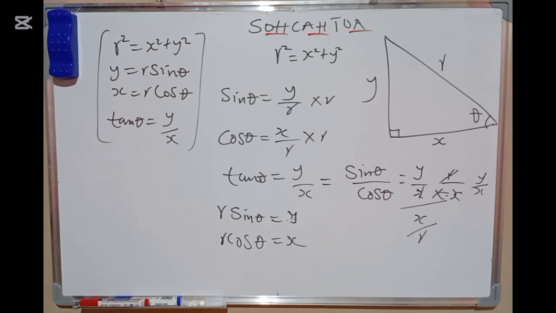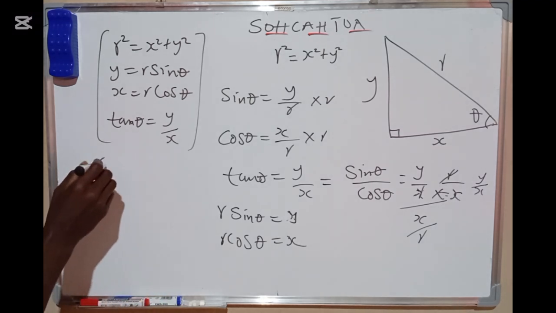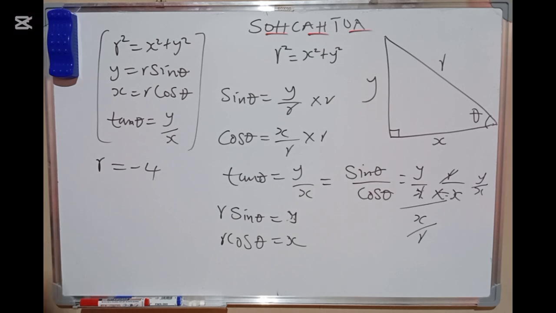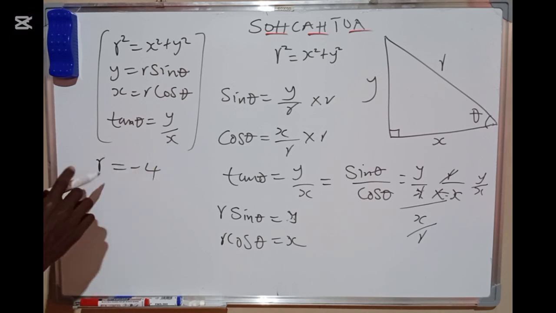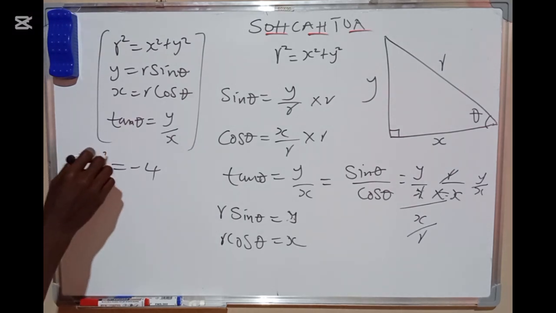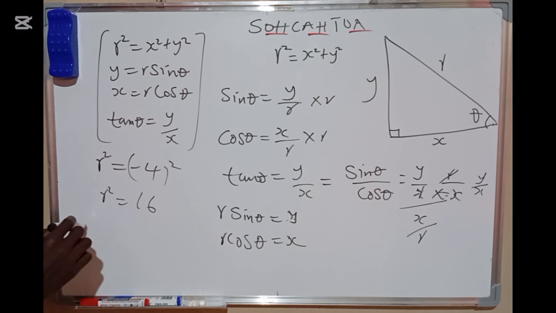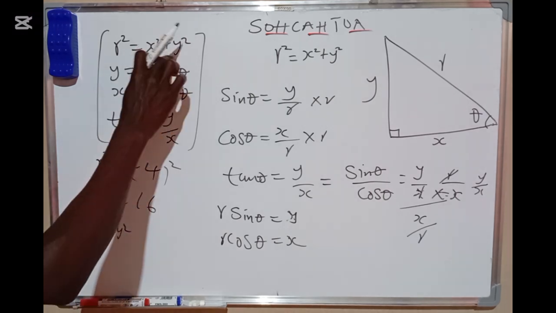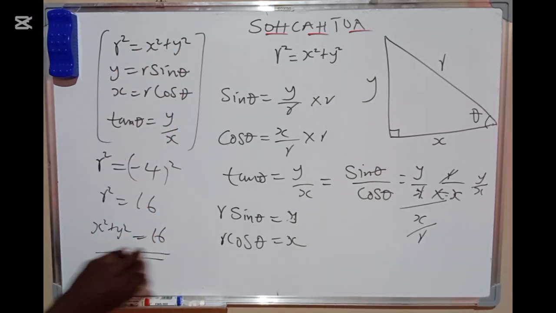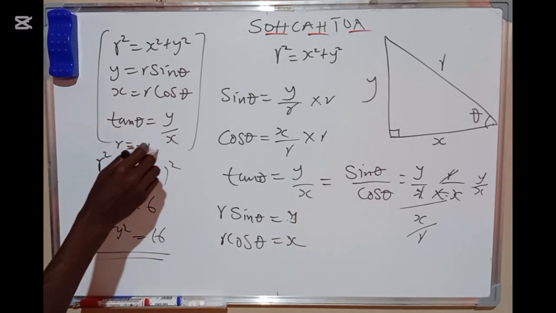So for instance, you can take an example by saying you are given maybe r is equal to -4. This is a polar form, and you are going to convert it to Cartesian form. What you're going to do is, this is r and this is -4. For you to get something that matches any of these 4 equations, you can consider squaring both sides. When you square both sides, then r square is equal to 16, and r square is x square plus y square, that is this one, is equal to 16. This is the Cartesian form of r is equal to -4.